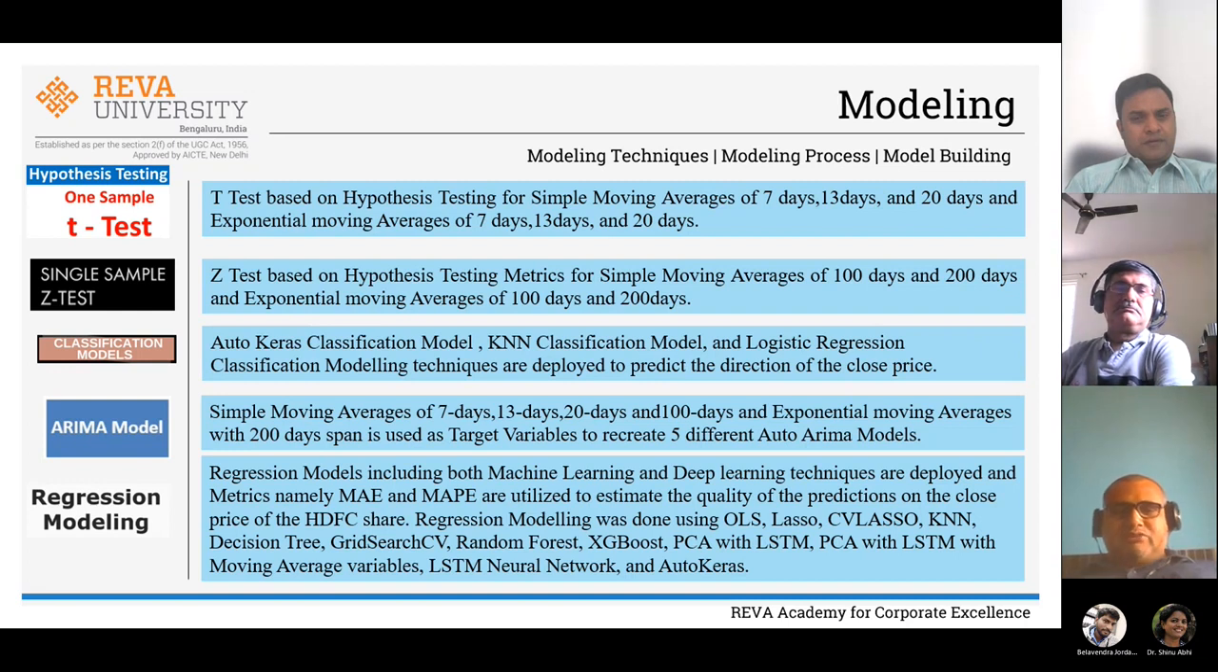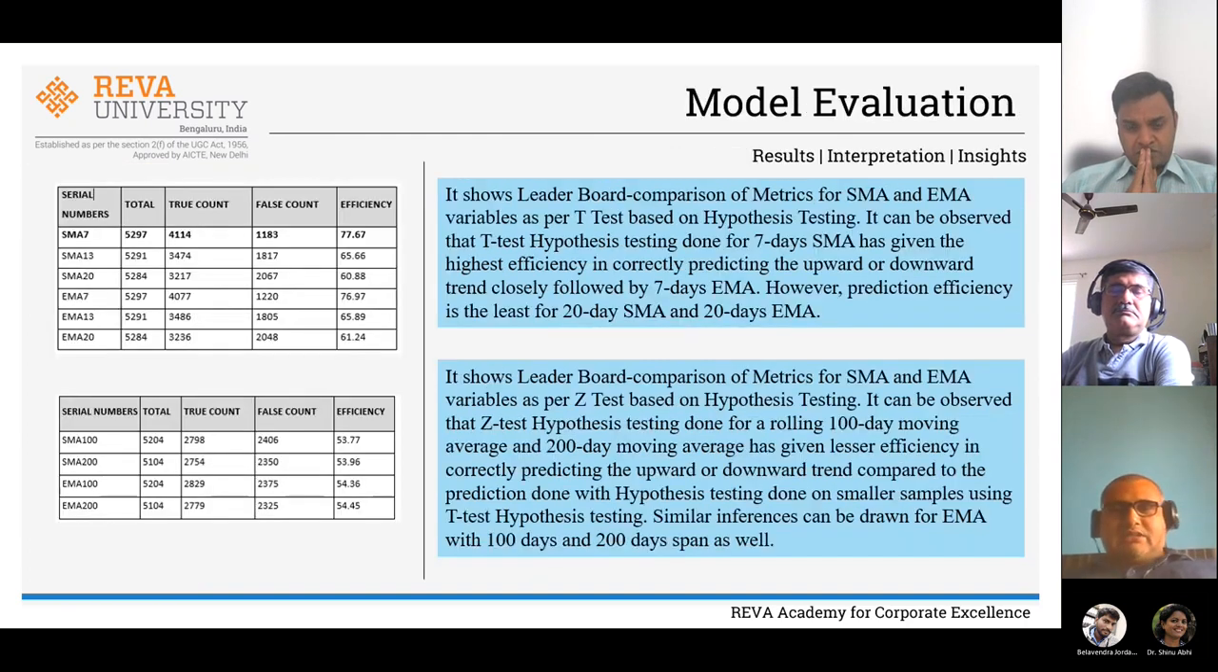Then later we went on to the regression modeling techniques. Some of the regression techniques we used here are OLS, Lasso, CV Lasso, KNN, decision trees, grid search CV, random forest, XGBoost, PCA with LSTM, and PCA with LSTM with moving average variables. Here we did some feature engineering, and then we went to the LSTM neural network and AutoKeras. Now these are the final results that we came up with.